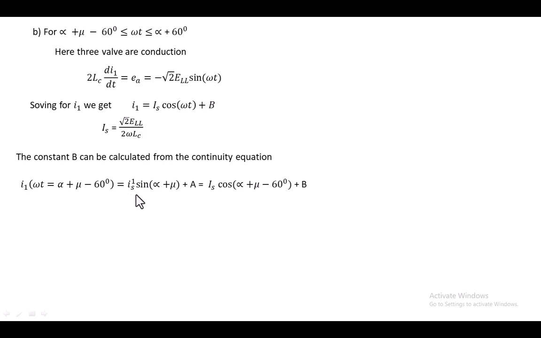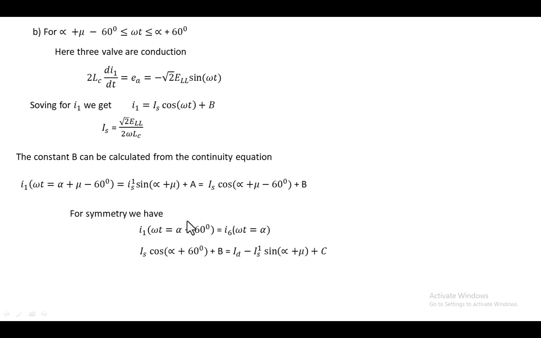We substitute this one, we are getting I1 equal to Is sin of alpha plus mu plus a. In this equation, substitute this angle, we are getting Is into cos of alpha plus mu minus 60 plus b. We have some symmetry between the I1 current and I6 current. So for that symmetry, I1 equal to I6 when omega t equal to alpha plus 60 degrees and omega t equal to alpha. How do we know the expression of the I1 here?